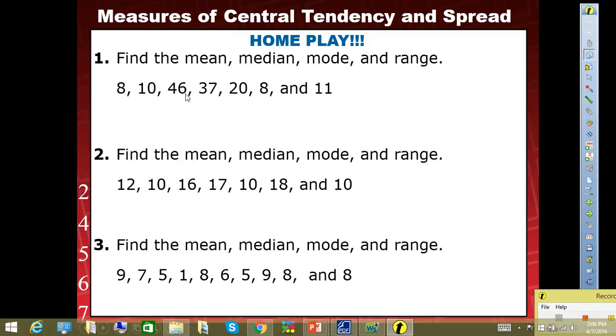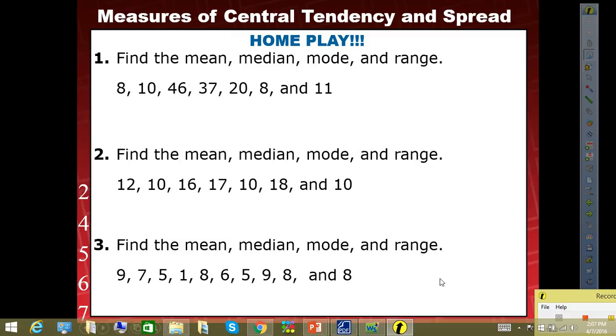Okay, once again, the home play for tonight is only 3 sets of data. You're going to find me the mean, median, mode, and range. There is no tutoring today, so make sure you work on that. All right. Press send to see what you send me, and go ahead and log out.